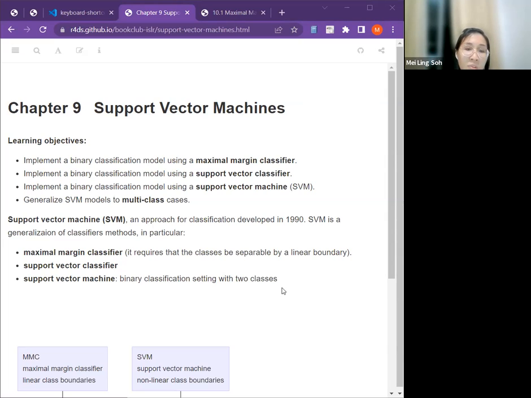So I'm not focusing on the mathematical parts, on how to do the computation, especially for the polynomial kernel and the radial kernel. So I'll just focus on the general concepts. What are support vector machines about? Okay, so that's the plan for today.